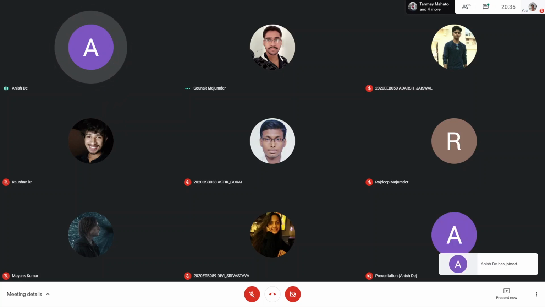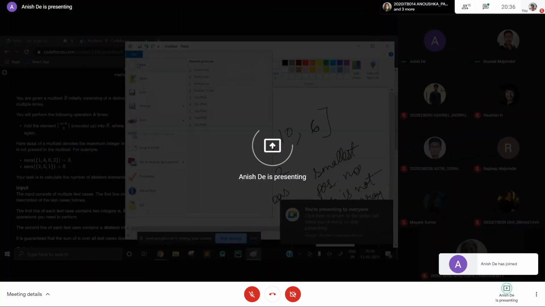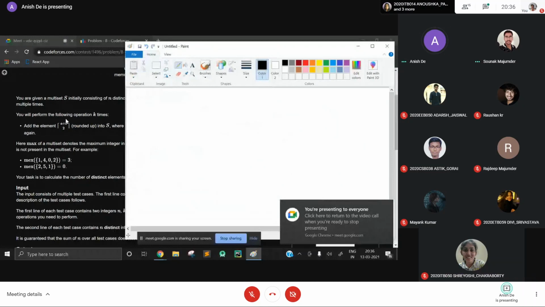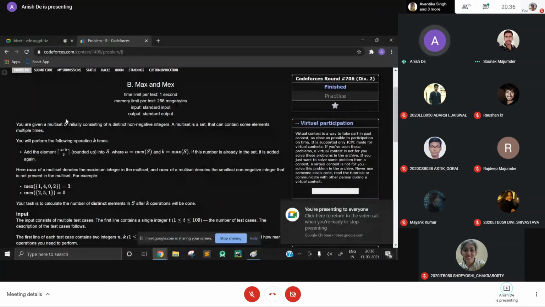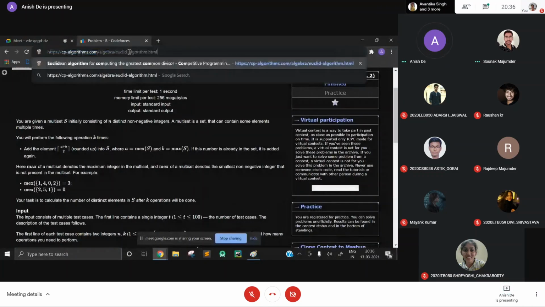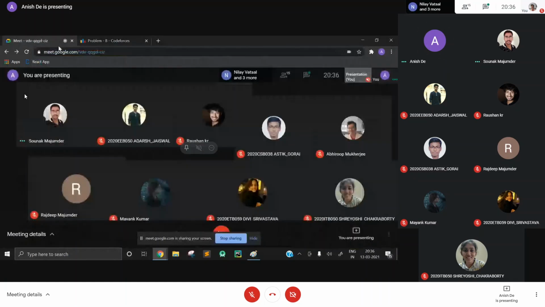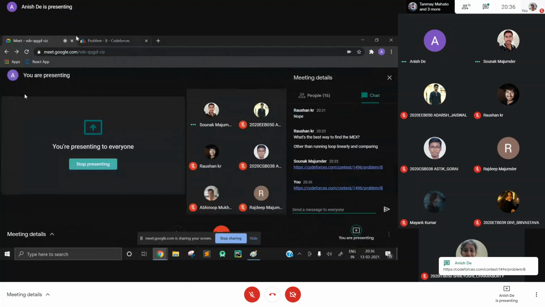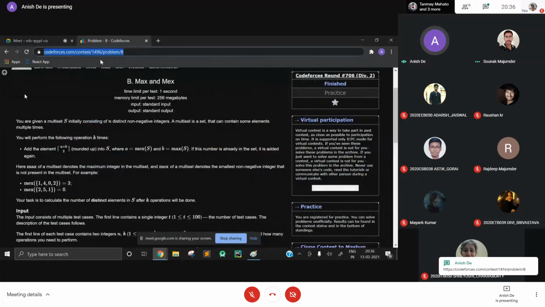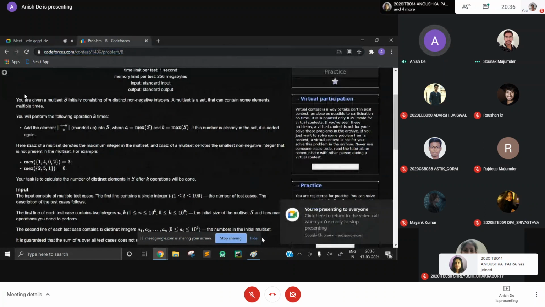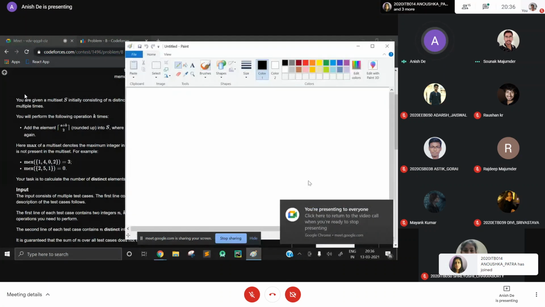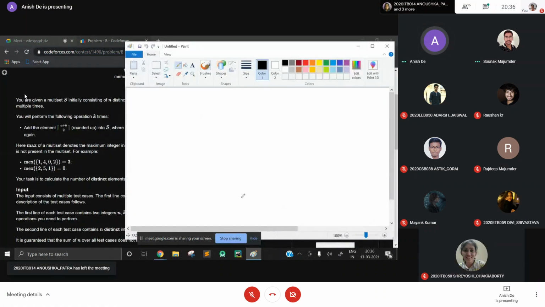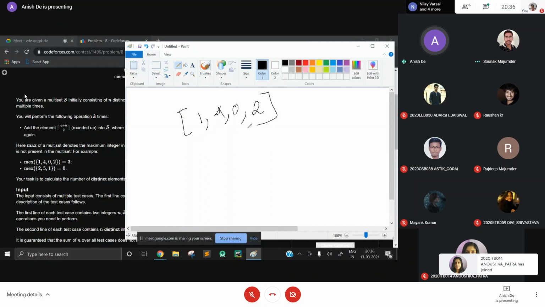So since we are discussing mex today, let's do a problem on mex. So here is the question. I am giving you the link. The question says that you are given a multiset. What's a multiset? It is nothing but a collection of numbers. So for example, let the set contain 1, 4, 0, 2.